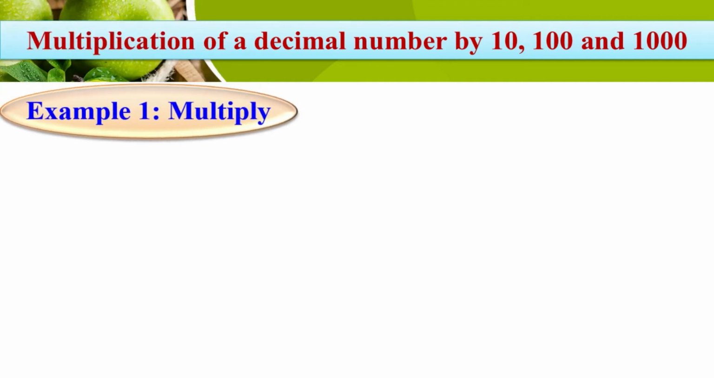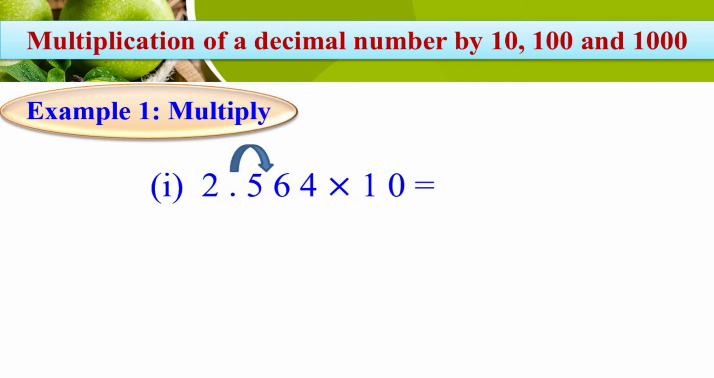Let's see the example. 1. Multiply. First question: 2.564 multiplied by 10. If it is multiplied by 10, the decimal point moves one place to the right. So we get 25.64.